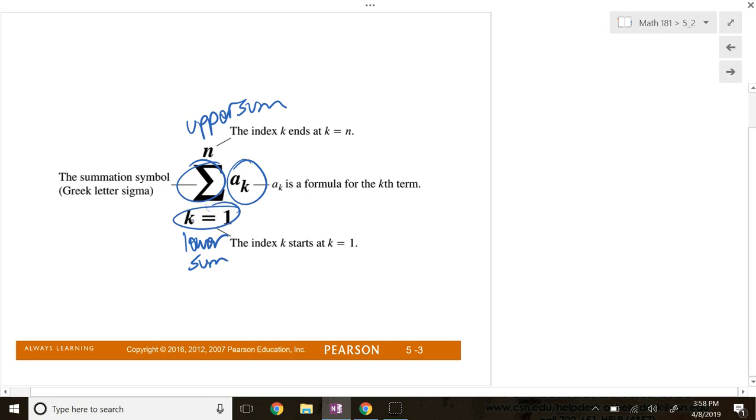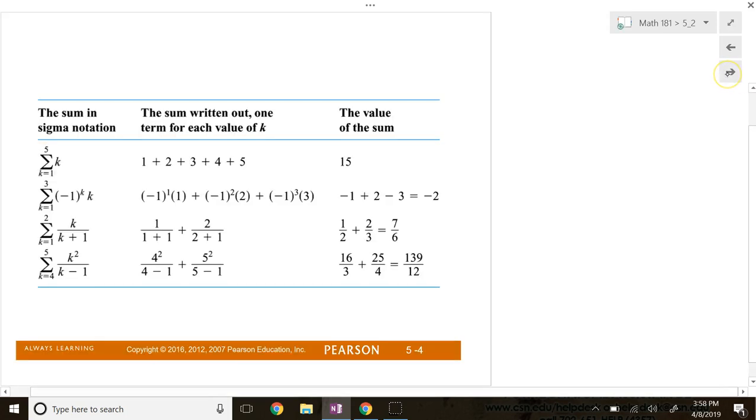You know, you're using k equals 1. A lot of the time you have an i right there. It just depends on the problem. So let's do one here. In fact, let's do that one right there.